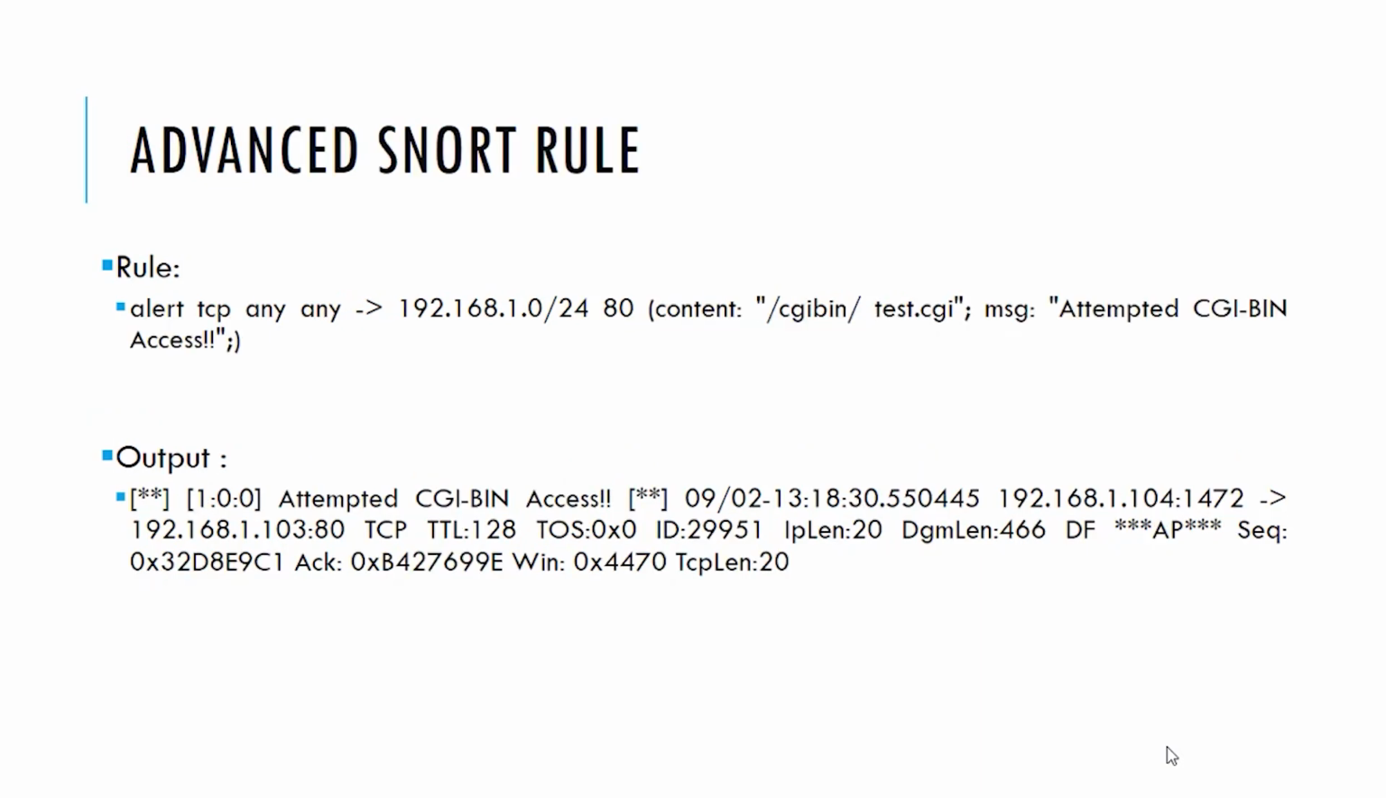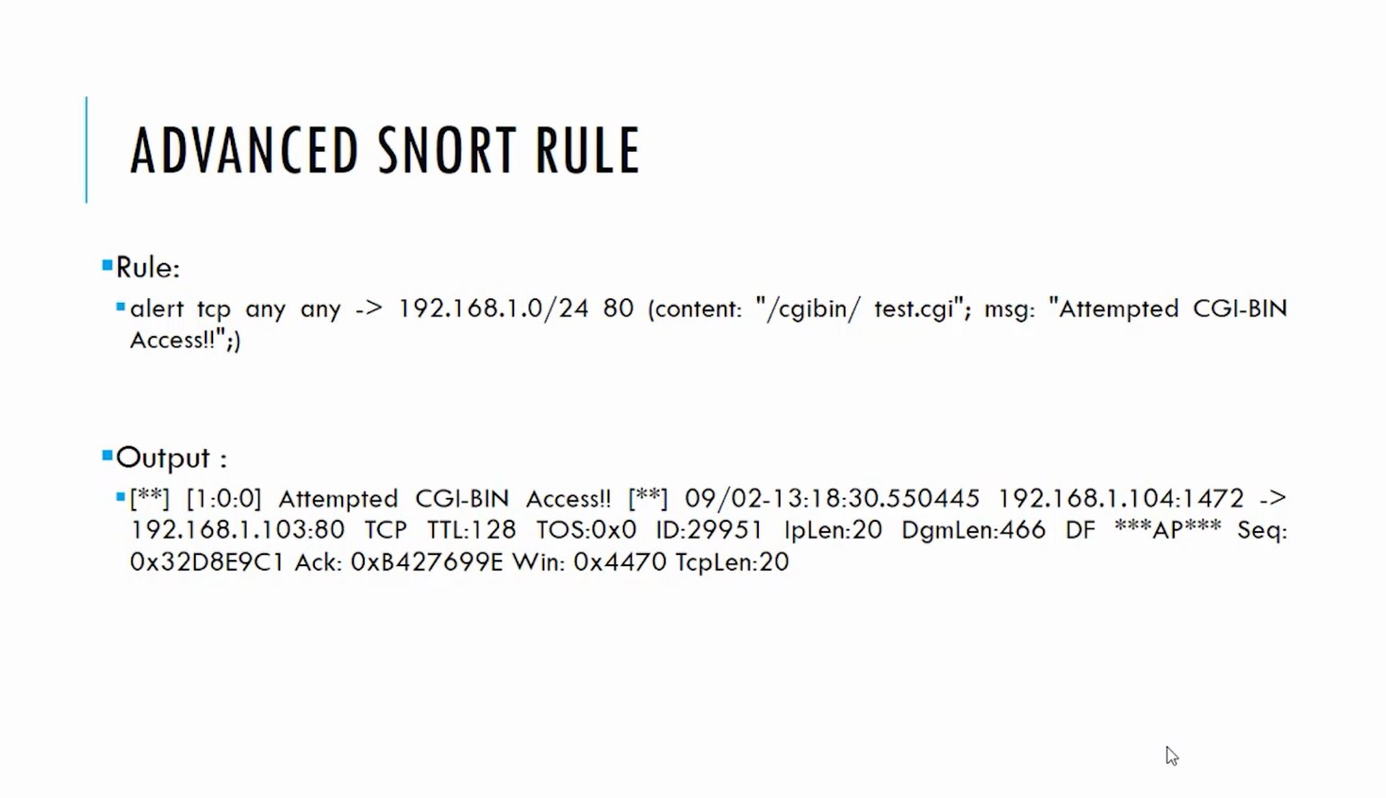Let's have another example with an advanced Snort rule. Alert TCP any, which means alert me if a packet is captured that was crafted by the TCP protocol with any source IP and any source port, but the destination network is 192.168.1.0/24 and the destination port number is 80. But here we are examining the content. The content must contain the string cgi-bin/test.cgi. The message to be displayed is "attempted CGI bin access." This is the message that will be displayed on the screen when such a packet is captured.